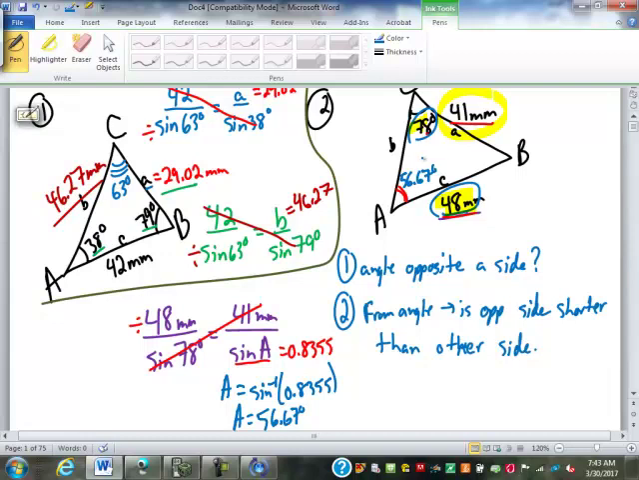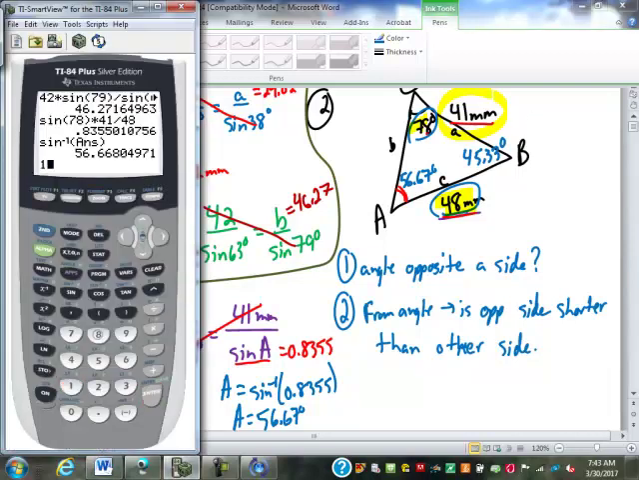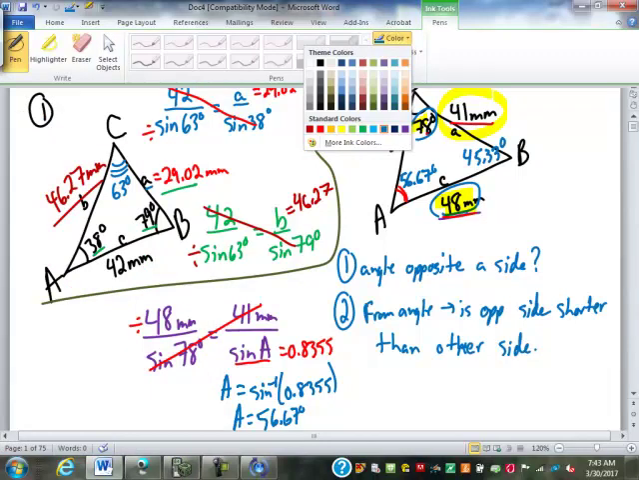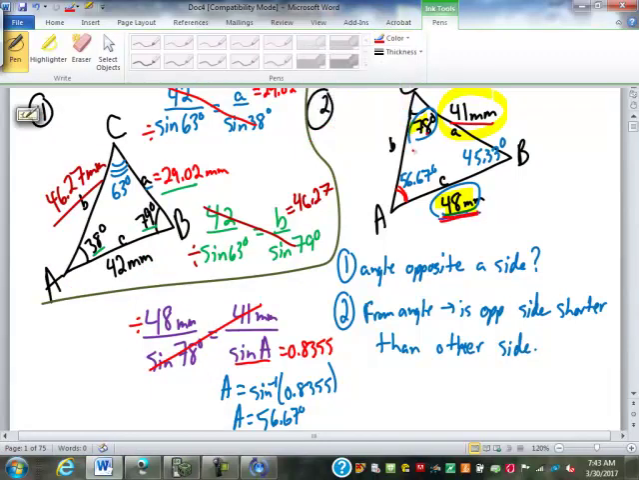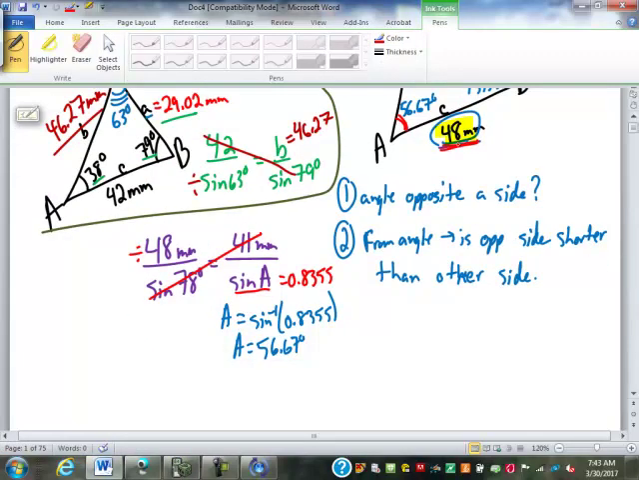So it's 56.67 degrees, which makes this one here, what, 45.33 degrees, if we subtract them from 180. 180 minus that angle minus the 78. 45.33 degrees. Now we have all three angles. We can come back and find our final side. I'm still going to use the 48 over the sine of 78.